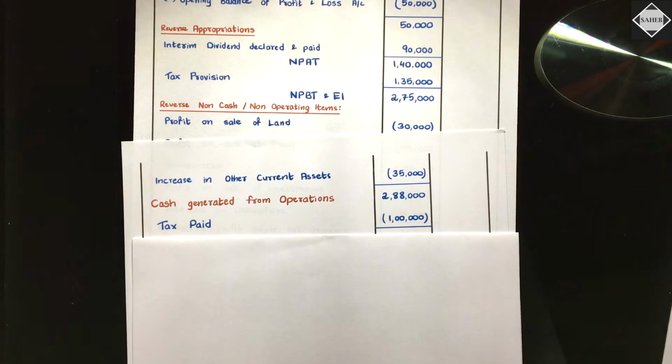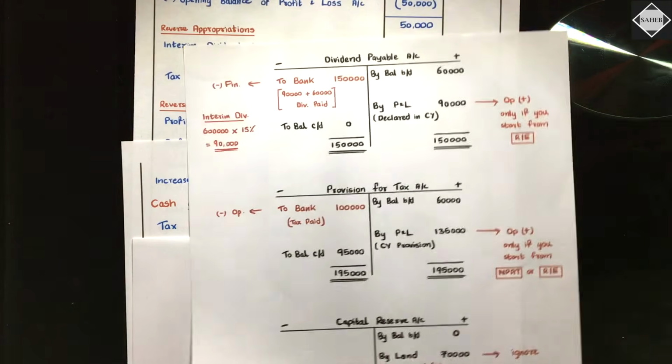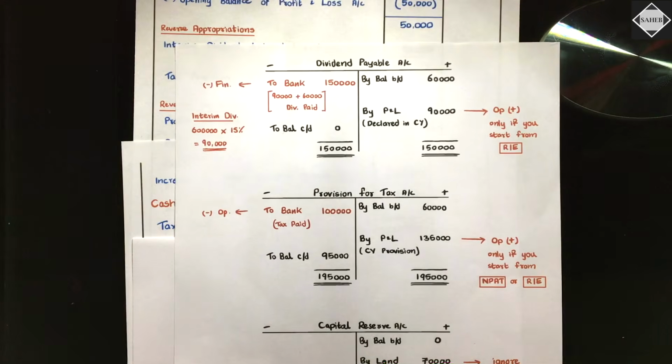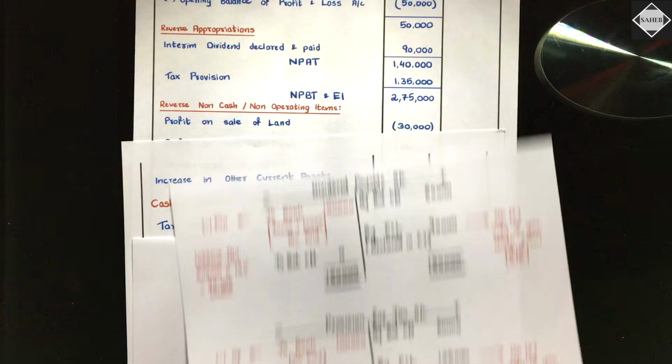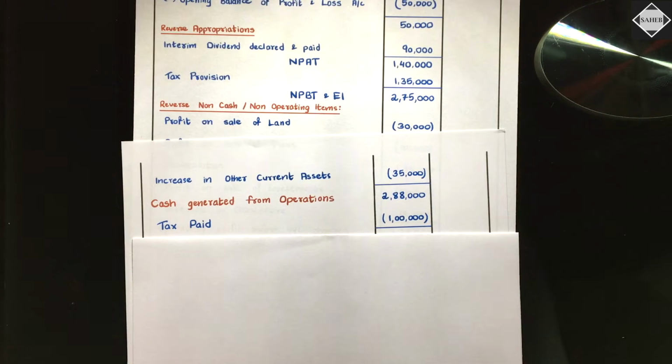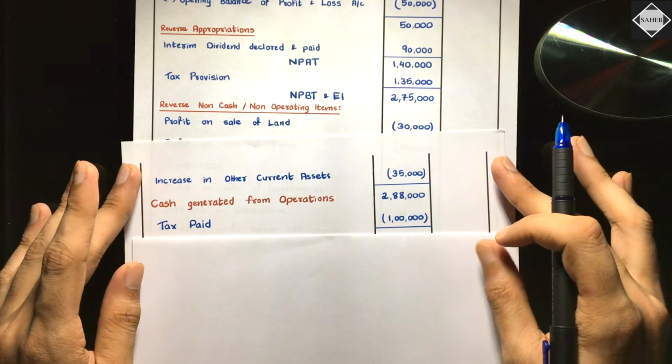1 lakh. See, you have to look in the ledger account. Why did we prepare ledger accounts? For this only, to get the proper clarity. 1 lakh is the tax that we have paid, subtracted in operating activity. Yeah, minus 1 lakh. Is it clear? Okay. After doing this, what do we get?